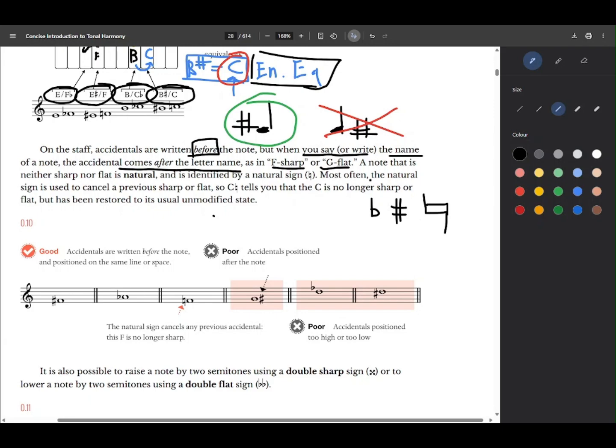Most often, the natural sign is used to cancel out a previous sharp or flat. So C natural tells you that C is no longer sharp or flat because it is restored to its usual unmodified state. That's an important thing to remember about our natural friend here.